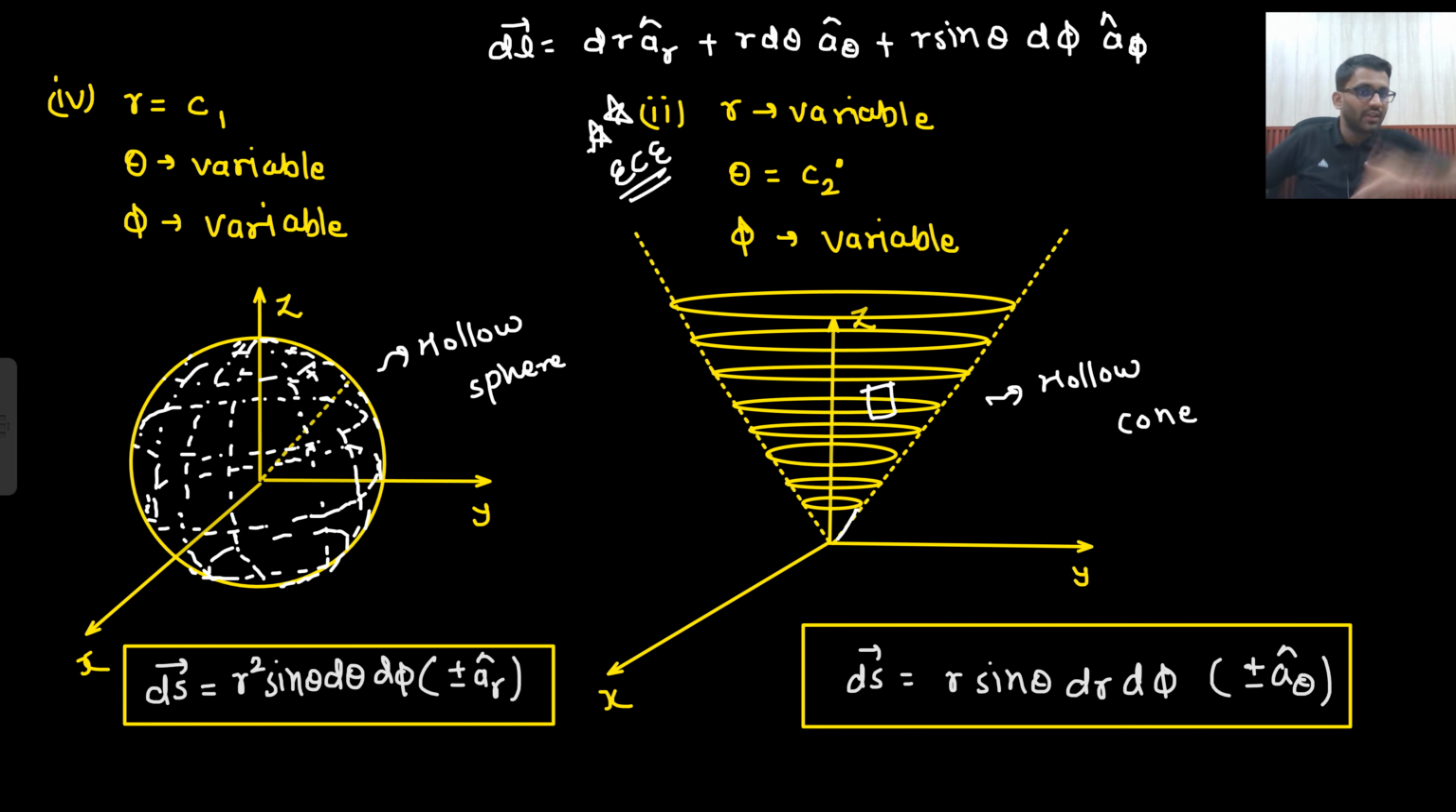And where else are you moving? You are moving in R. And if you move in R, how much do you move? dr. So R sin theta d phi into dr. That's it. And what is the unit vector? That will be plus minus a theta cap. Okay, well and good.